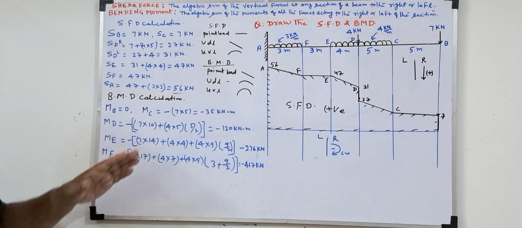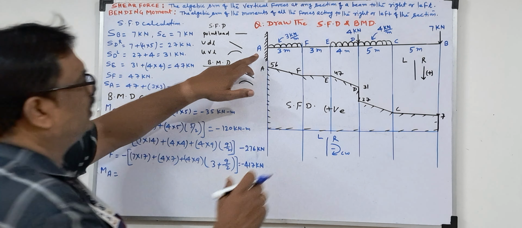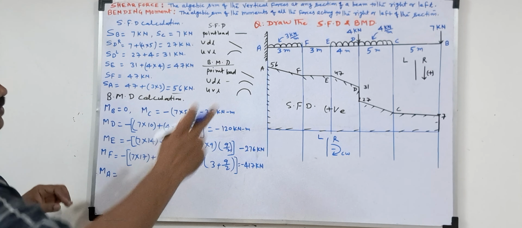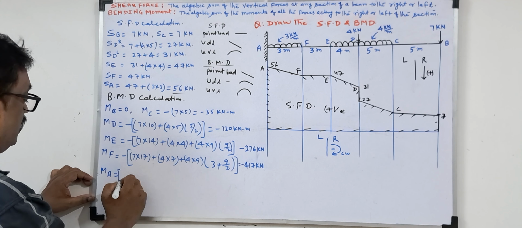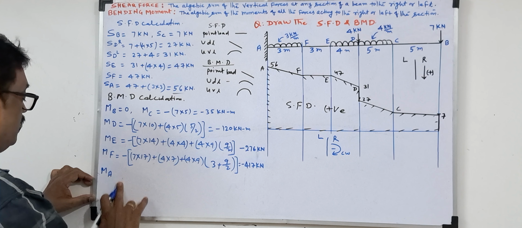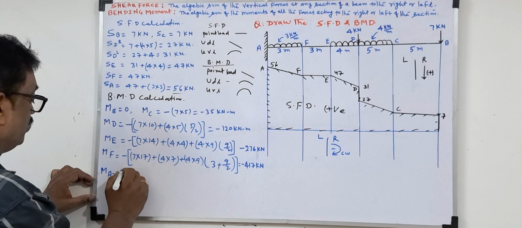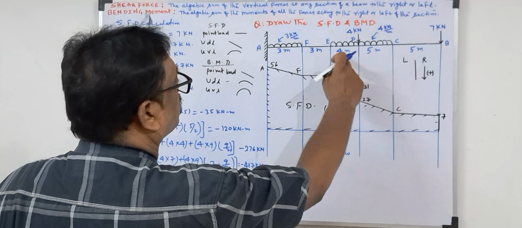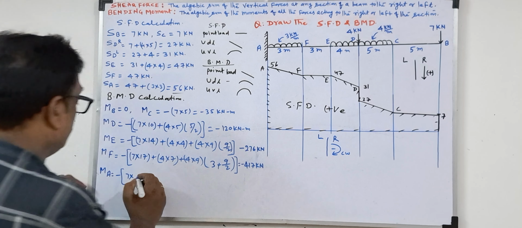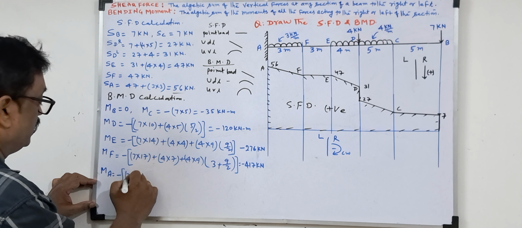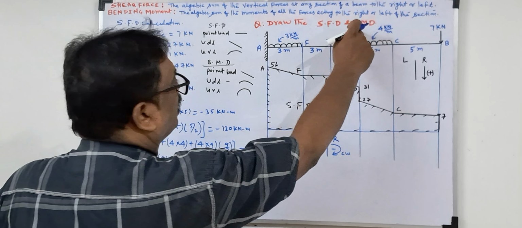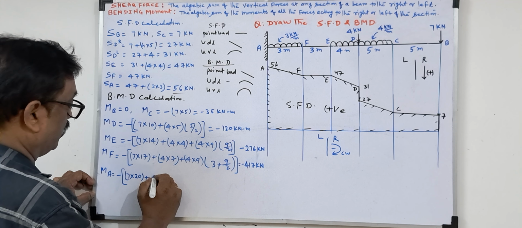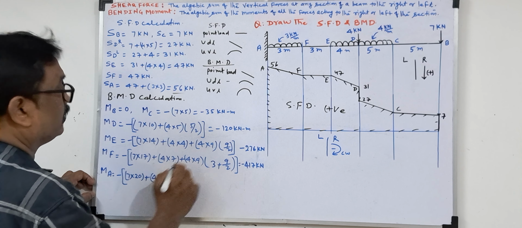Now MA, the final bending moment. Similar method again. What is it? Point A is fixed, all forces will rotate. Now 1, 2, 3, 4 forces will rotate. First 7 into total distance. Take negative common because all are coming clockwise. So 7 into total distance, how much? 10, 14, 15, 16, 20. So 20 meter. Plus take this point load, 4 into 4 into 10, this point load.